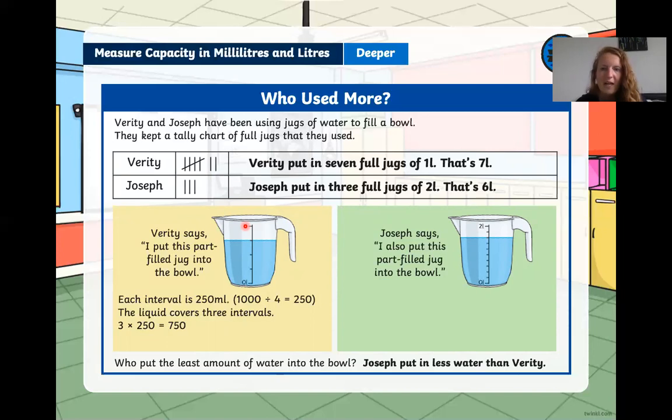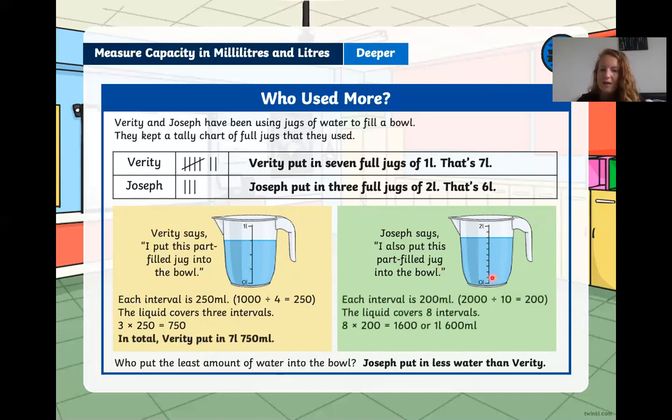So Verity has 7 liters and 750 milliliters. Let's see what Joseph said. Well, Joseph has 2 liters, so 2,000 milliliters divided by 1, 2, 3, 4, 5, 6, 7, 8, 9, 10. 2,000 divided by 10 is 200. So let's check. 200, 400, 600, 800, 1,000, 1,200, 1,400, 1,600.